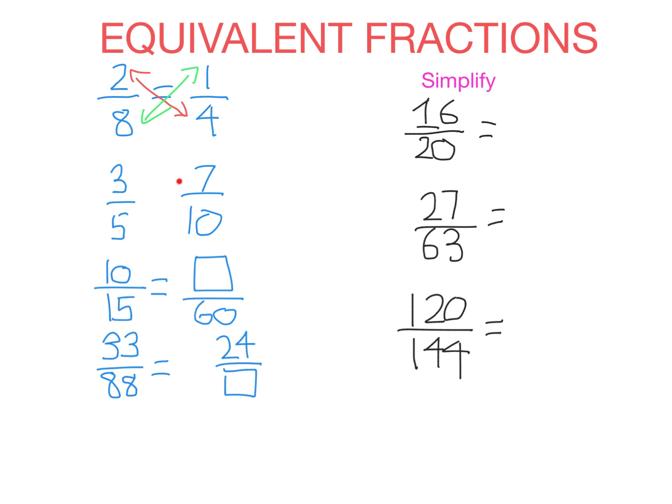So for 3 over 5 and 7 over 10, they are clearly not equivalent. So we write that symbol there meaning not equal to. They don't have the same value. In fact, this fraction is a little more than this one. If you ate 7/10 of a pizza, you've eaten more than if you've eaten 3/5 of it.